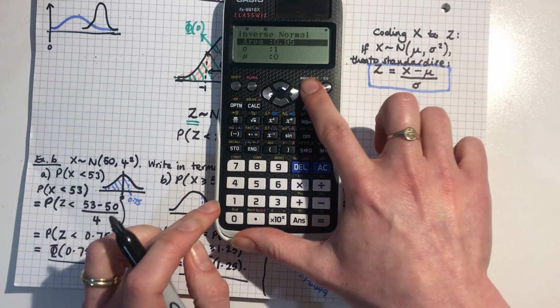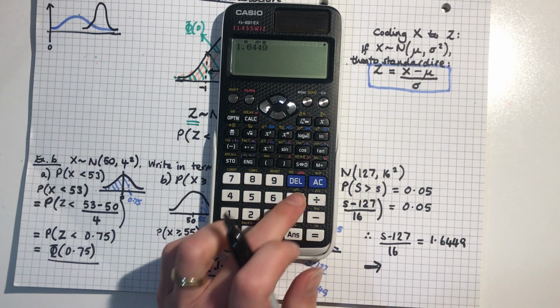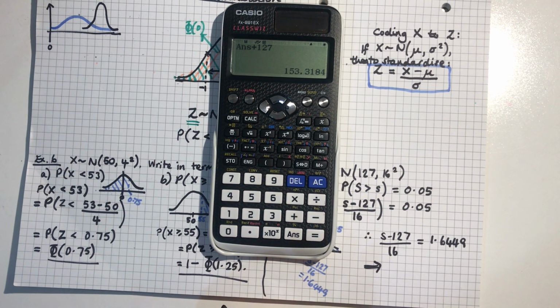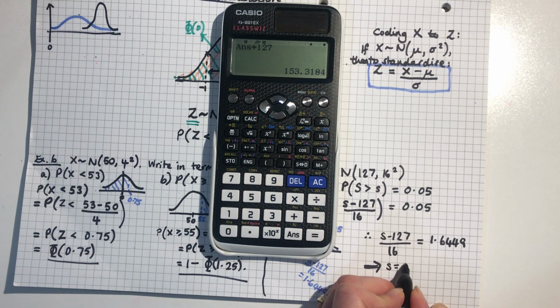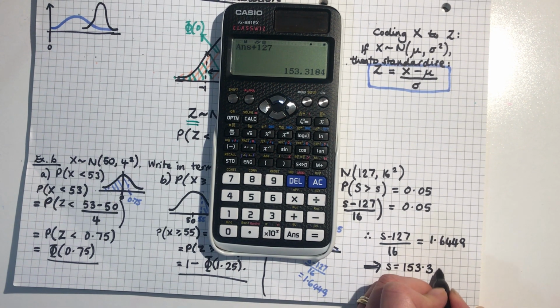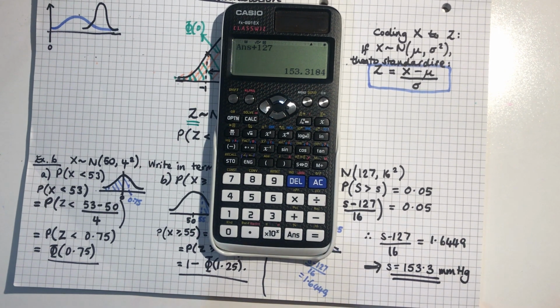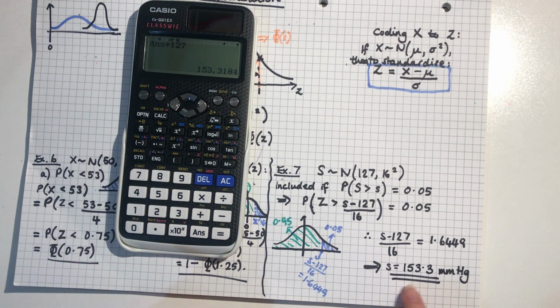And then let's undo this. 1.6449 times by 16 and then add 127 gives me 153.3. What are the units? mmHg. So somebody will be included in this study if their blood pressure is greater than 153.3.